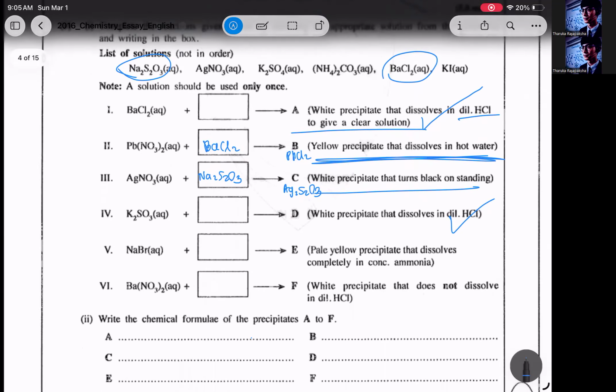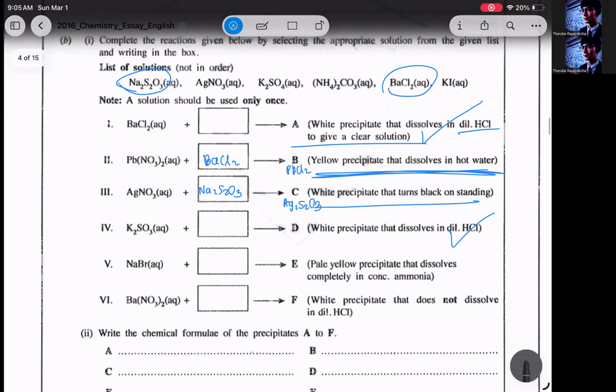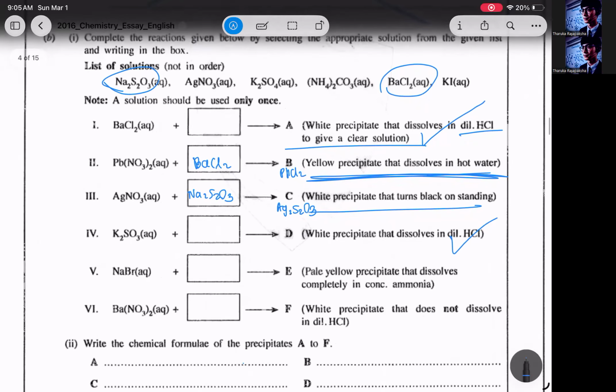NaBr, pale yellow precipitate that dissolves completely in ammonia. So this should definitely be AgBr. So this is AgNO3, and this is AgBr. E. Then last one, white precipitate that does not dissolve. I told you every year they are going to give this. So this is going to be K2SO4. So K2SO4 is used up, this one also used up, barium chloride used up. What else? This one is used up. So you have only two remaining.